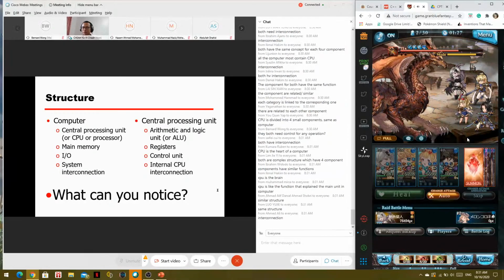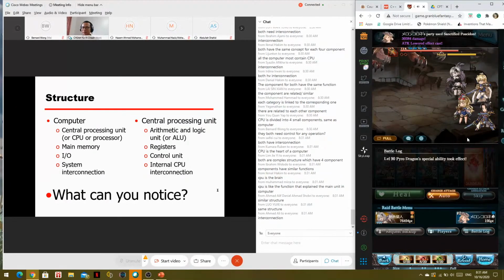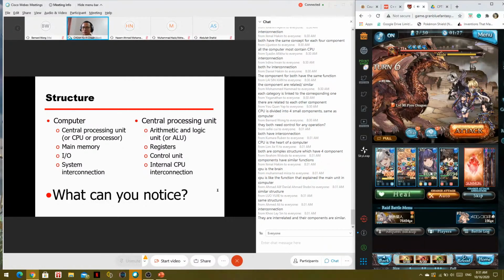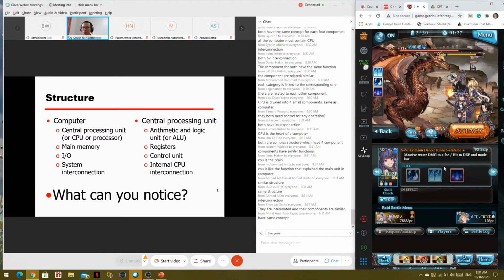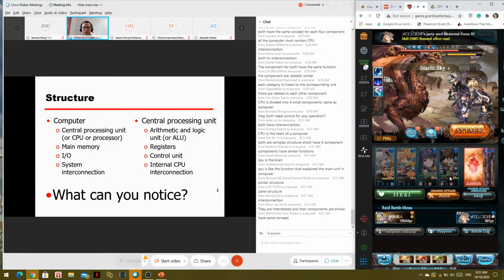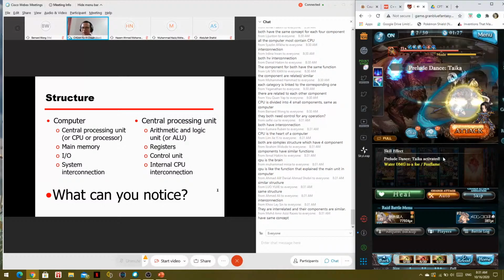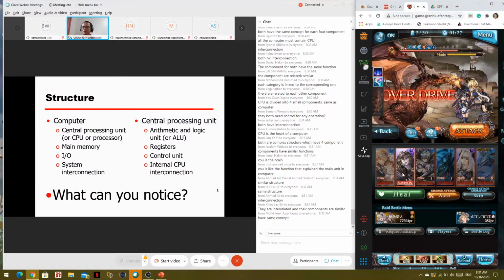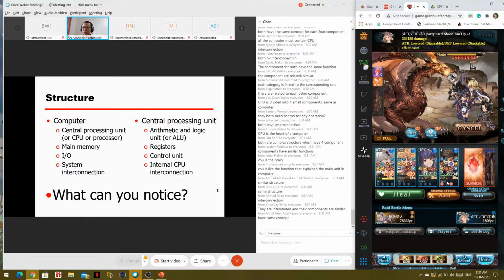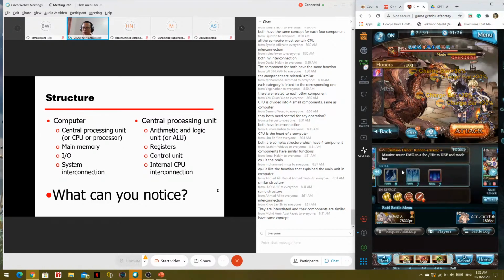Okay, let's go through the chat box. CPU is basically a miniature computer by itself. Oh yes, that's true. CPU is a mini computer. CPU itself is a computer. The ALU unit is similar, I think. They have similarities in their functions. Okay, good. Both have interconnections. Everything is divided into 4 components.